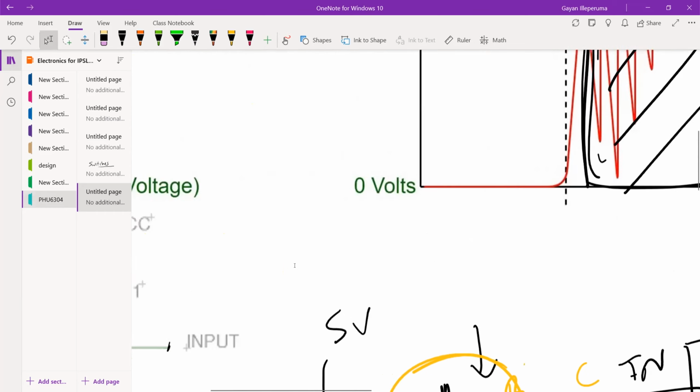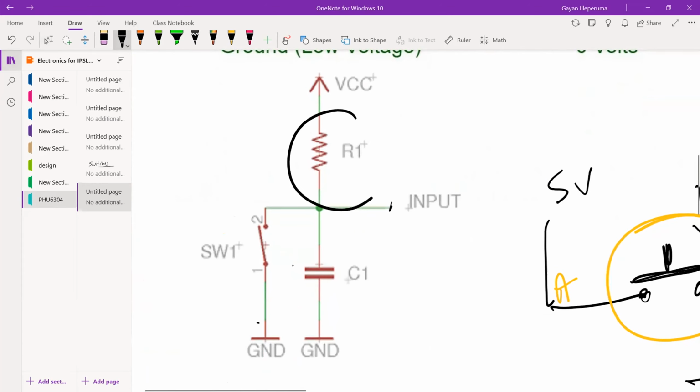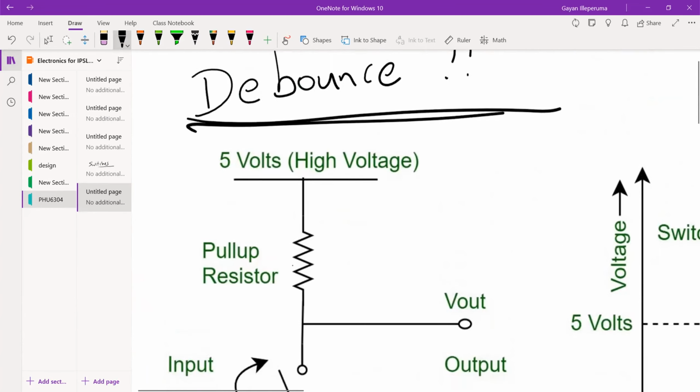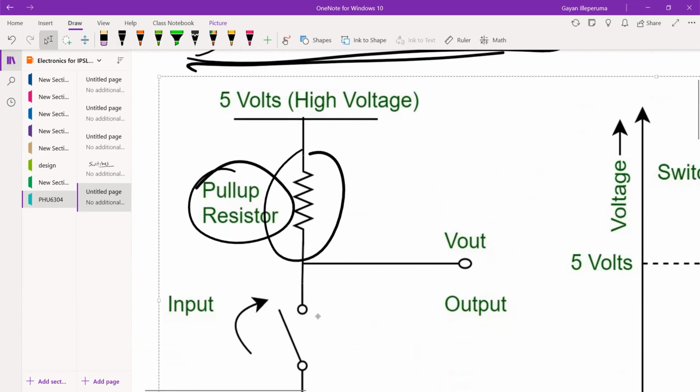So that's why you have this in here. In this circuit, you have a pull-up circuit here and the debounce circuit here. Here also you have the pull-up resistor. So you need to have them in your circuit design.